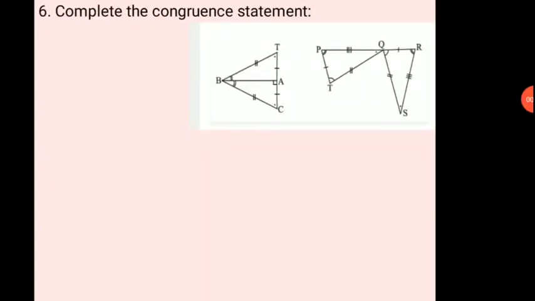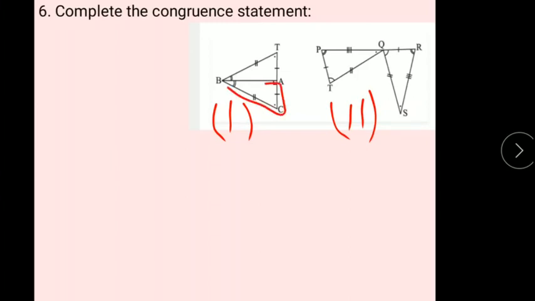Okay, proceeding forward to question number 6, we have to complete the congruence statement. The figure has been given to you. All right, so let me indicate this figure as figure number 1 and this figure as number 2. So in figure number 1 we will consider two triangles here, that is triangle BCA and triangle BTA. So two triangles we are going to consider and we are going to prove them congruent.